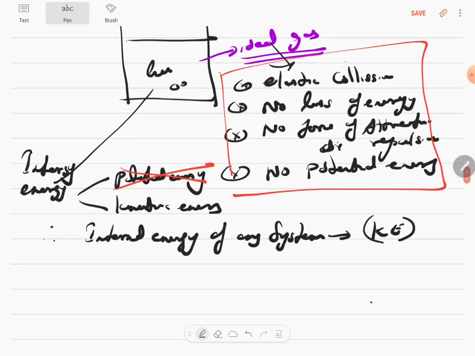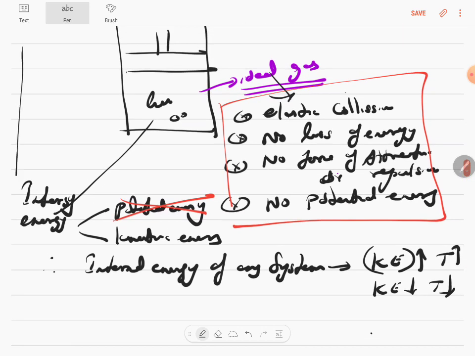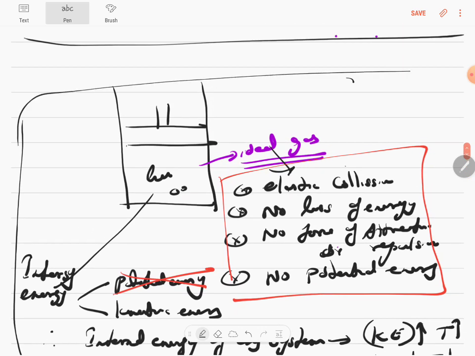And you know that the kinetic energy increases when the temperature increases, and the kinetic energy decreases when the temperature decreases, and vice versa. This is something you got to understand. This is something you need to know.